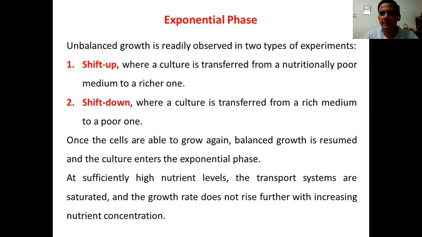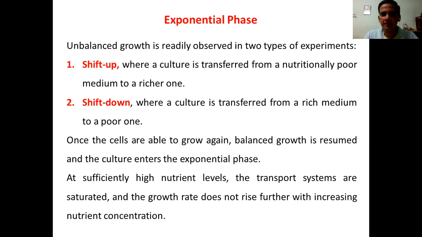The shift up is when a culture is transferred from a nutritionally poor medium to a richer one. Let's say most of the time the bacteria or microbes are growing in nutrient deficient places. Now from there, if they are transferred into a nutrient rich medium, there will be a shift up. They will start taking those nutrients and keep on dividing.